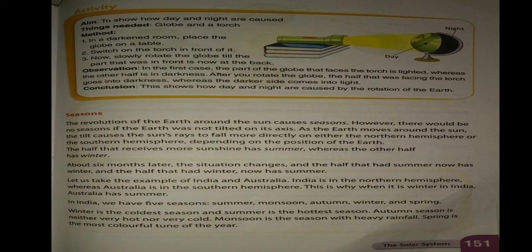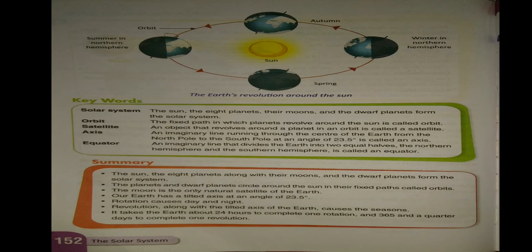Now, seasons. The revolution of the Earth around the Sun causes seasons. However, there would be no seasons if the Earth was not tilted on its axis. As the Earth moves around the Sun, the tilt causes the Sun's rays to fall more directly on either the northern hemisphere or the southern hemisphere, depending on the position of the Earth. The half that receives more sunshine has summer, whereas the other half has winter. You can see this in this diagram.